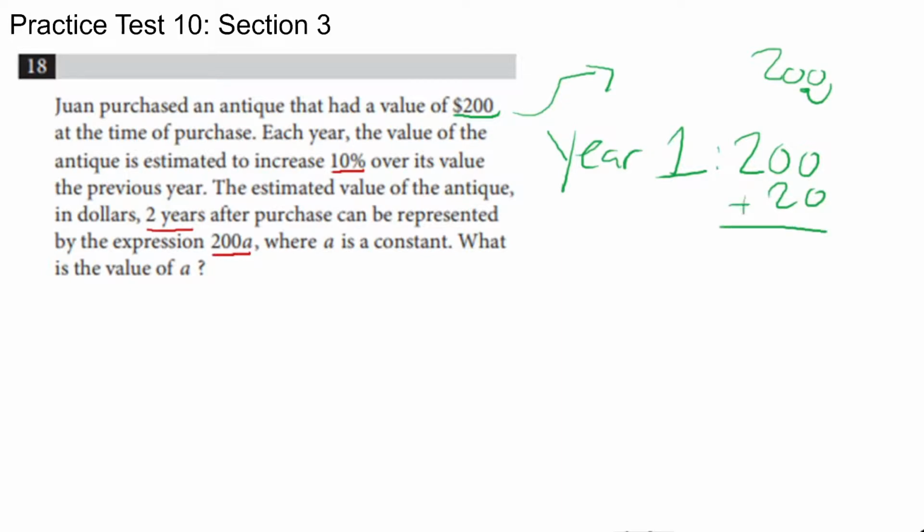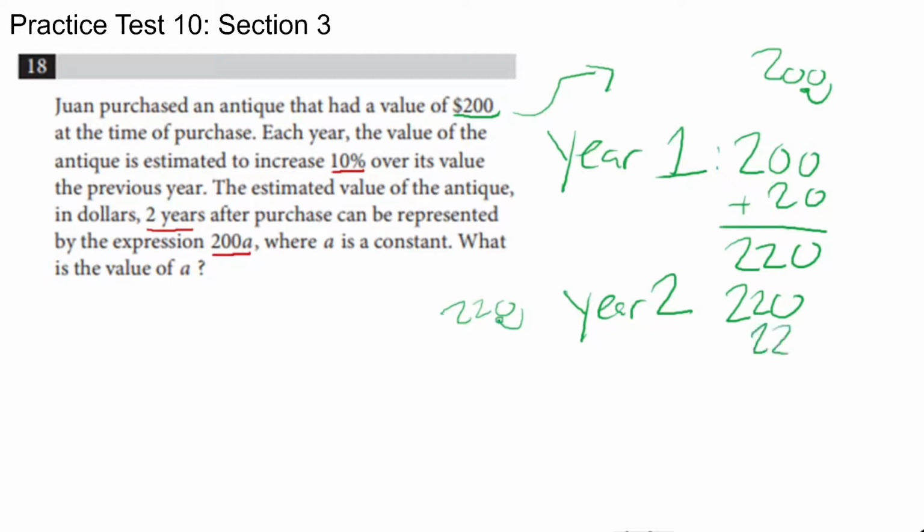So at the end of year 1, my antique is worth $220. So at the start of year 2, I'm going to have $220, right? And then 10% of 220 would be 22. So if I add that, the total value of Juan's antique at the end of 2 years would be $242.